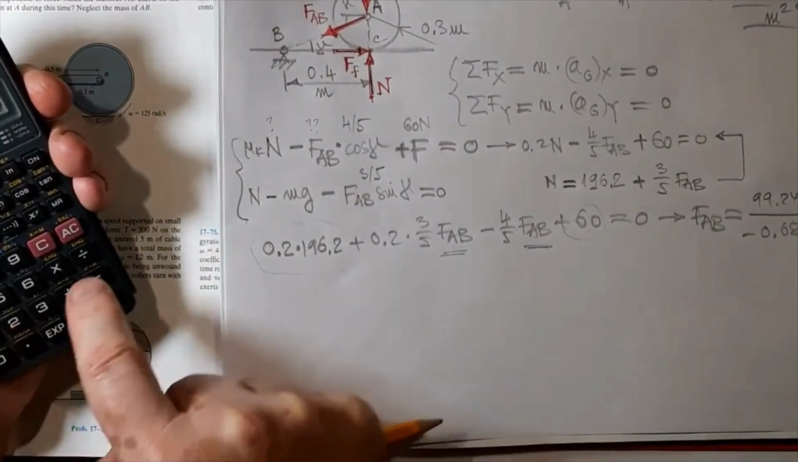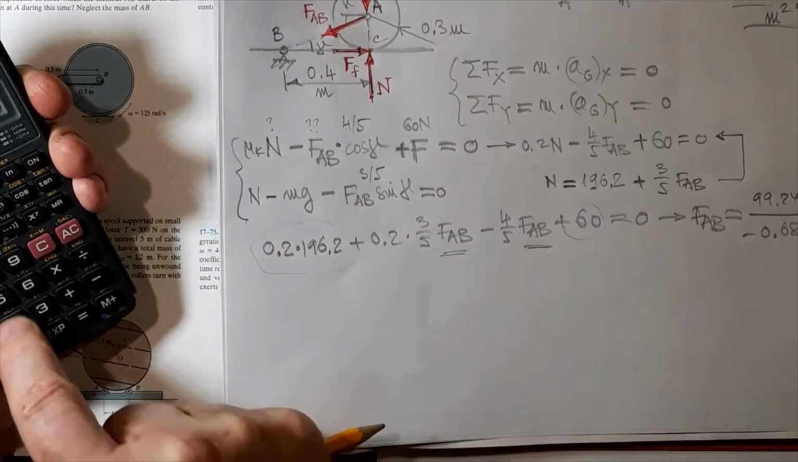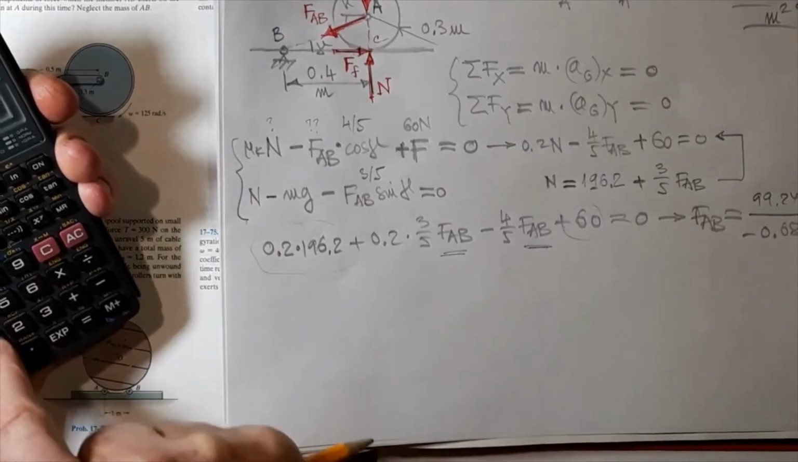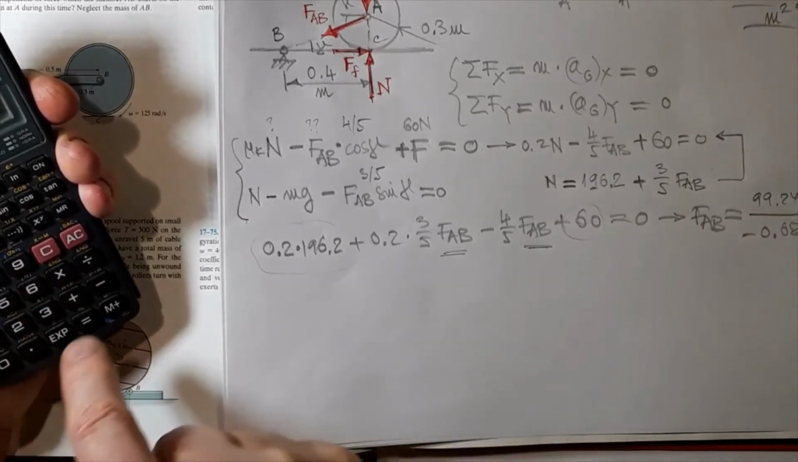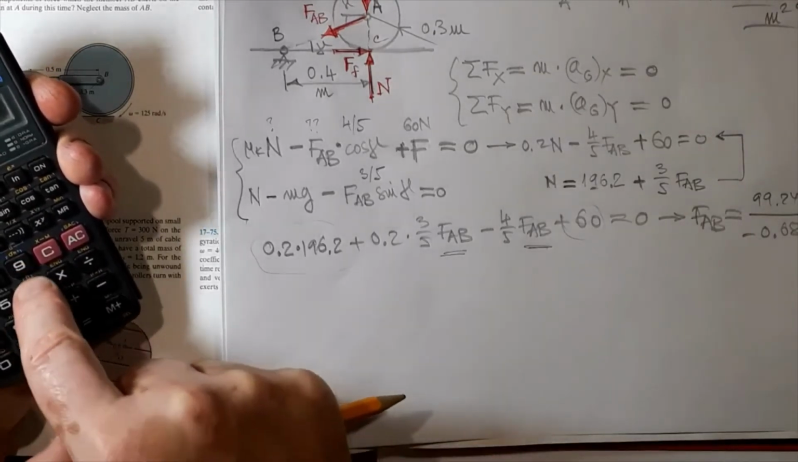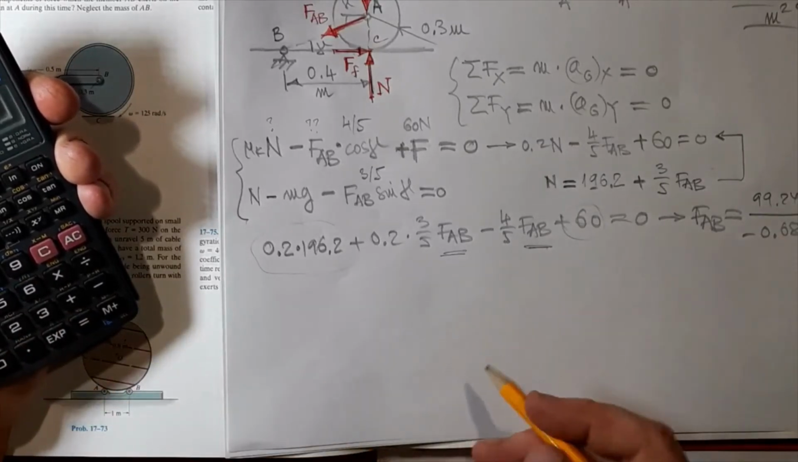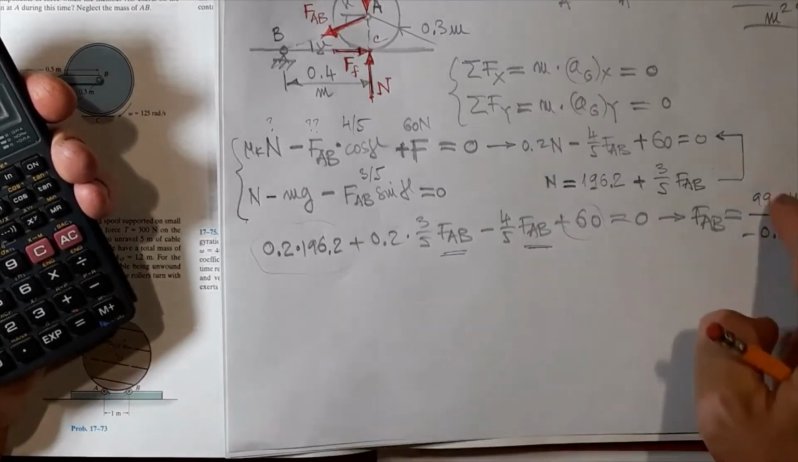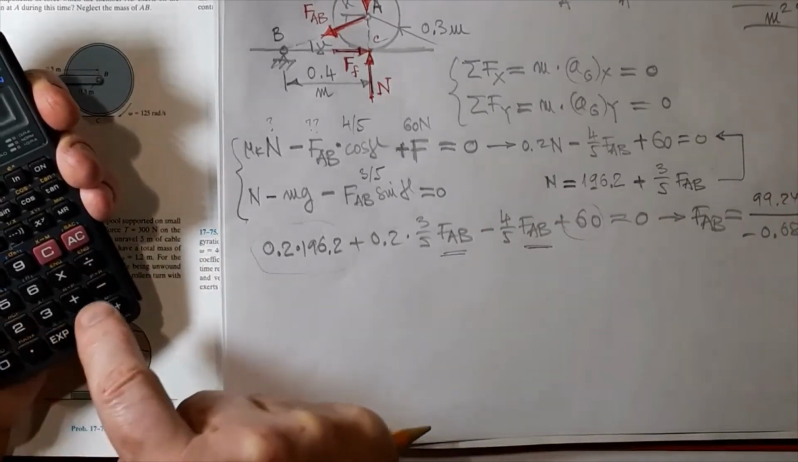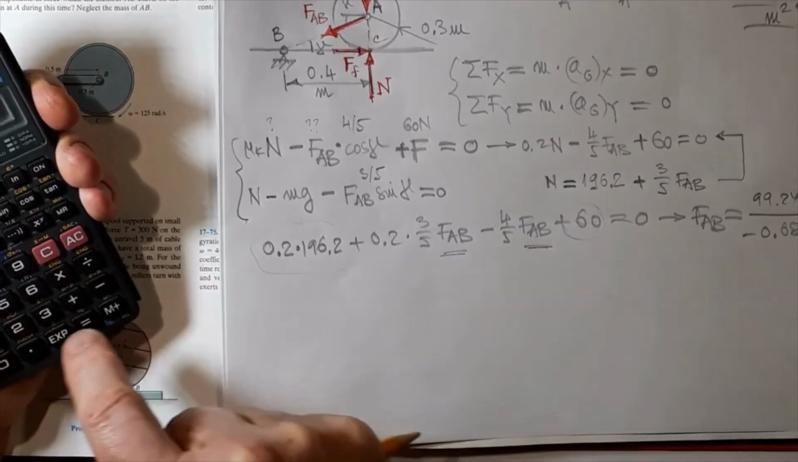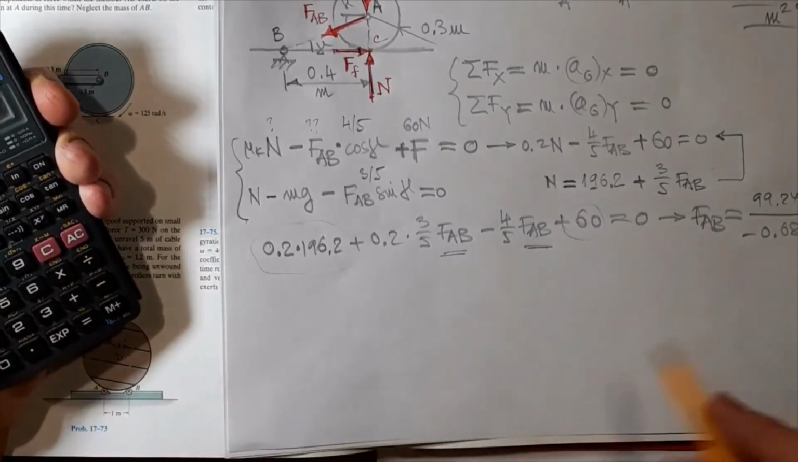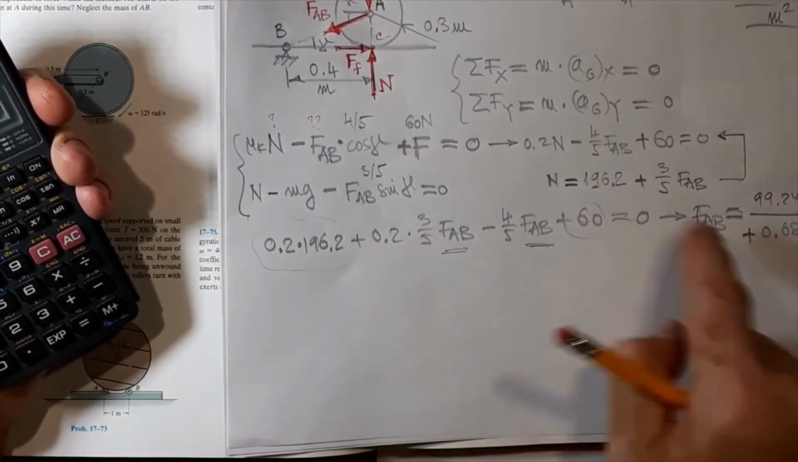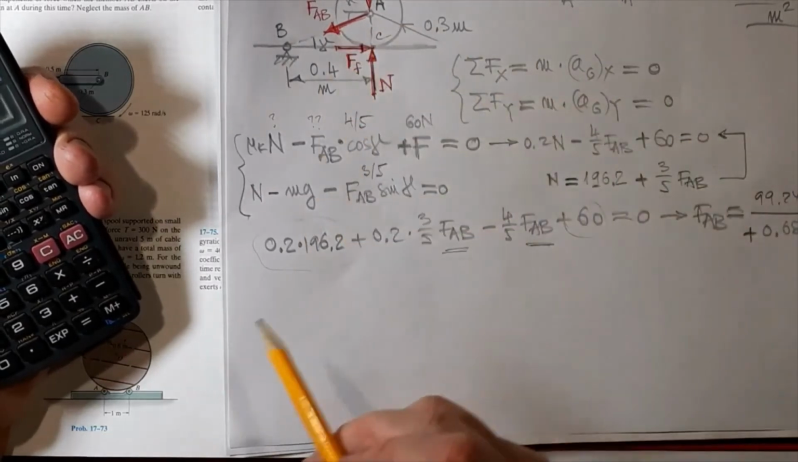Let's start over. 0.2 times 196.2 minus... equals 0.2 times 196.2 plus 60 equals 99.24, a positive value. Oh, of course, and this has to go to the right, so this is okay. And then I have 0.2 times 3/5 minus 4/5 equals a negative value, but because I moved it to the other side, it becomes positive. Okay, so the direction was correct, couldn't have been otherwise.